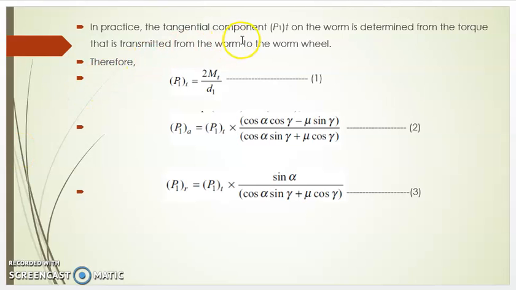In practice, the tangential component P1T on the worm is determined from the torque that is transmitted from the worm to the worm wheel. Therefore, P1T is equal to 2Mt divided by d1, equation 1. P1A is equal to P1T into cos alpha cos gamma minus mu sin gamma divided by cos alpha sin gamma plus mu cos gamma, equation 2. And P1R is equal to P1T into sin alpha divided by cos alpha sin gamma plus mu cos gamma, equation 3.